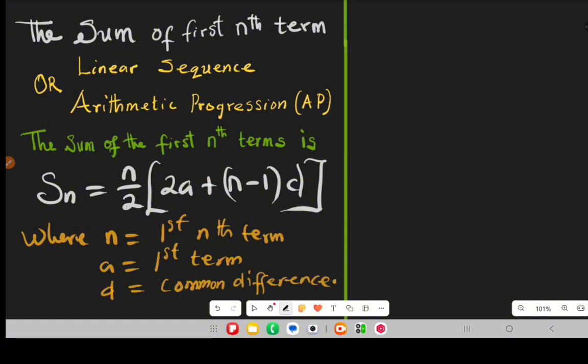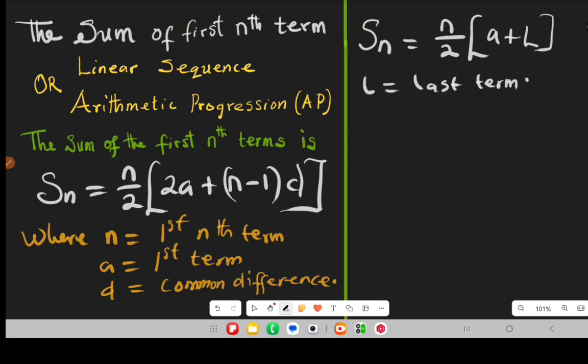We still have an alternative formula for the sum of the first n terms of an arithmetic progression when we know the last term, which is given as Sn equals n over 2 times (a plus l), where l means the last term.